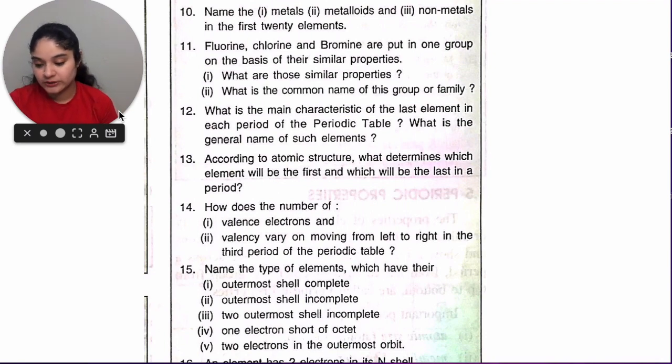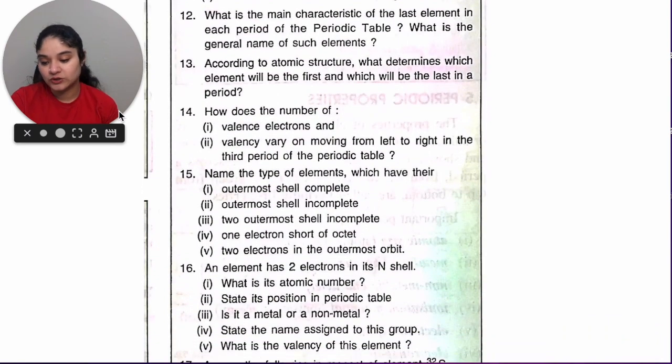Now the next question is, name the type of elements which have their outermost shell complete. So you can say they are noble gases. Then the other one is outermost shell incomplete. So those are your representative elements. Then the next is 2 outermost shells incomplete. Those are your transition elements. Then 1 electron short of octet, you can call them halogens. 2 electrons in the outermost shell, you can call them alkaline earth metals.